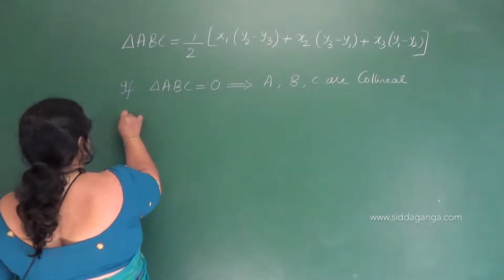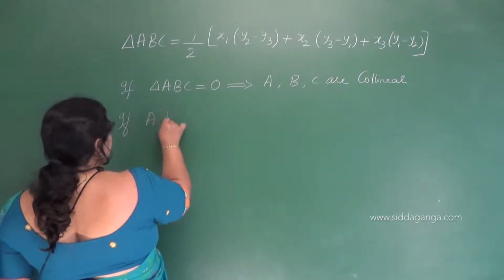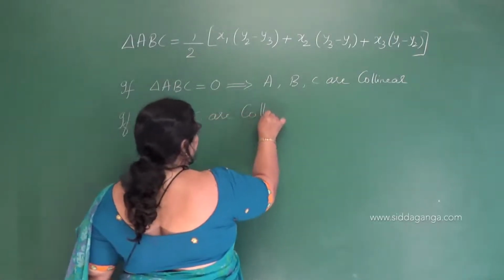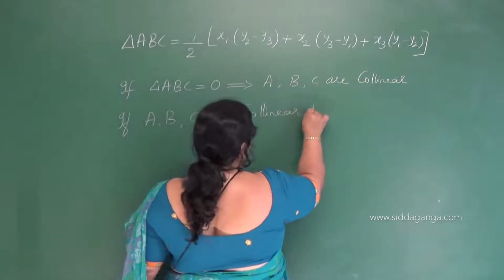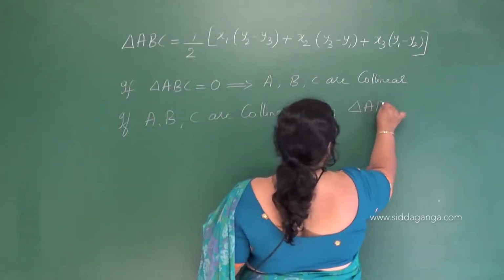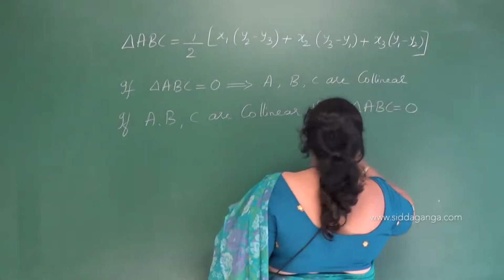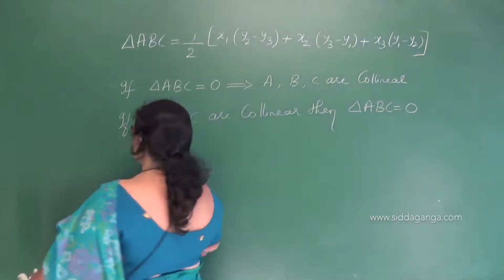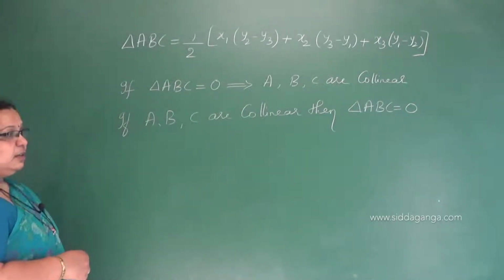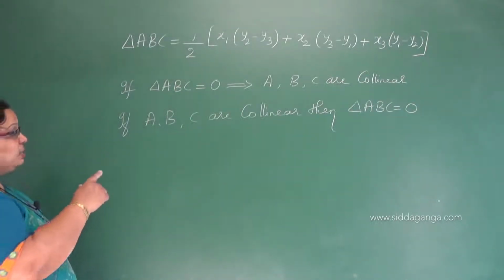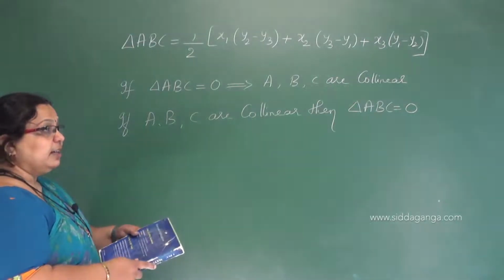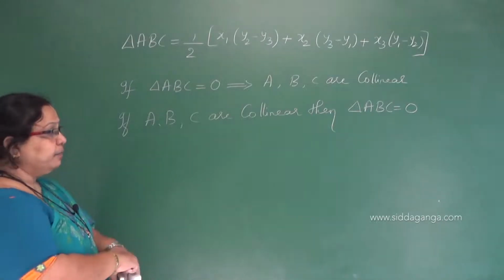Conversely, if the given points A, B, C are collinear, then the area of the triangle formed by those 3 points will be equal to 0. So these two formulas as well as the concept you should know while solving the area of the triangle.